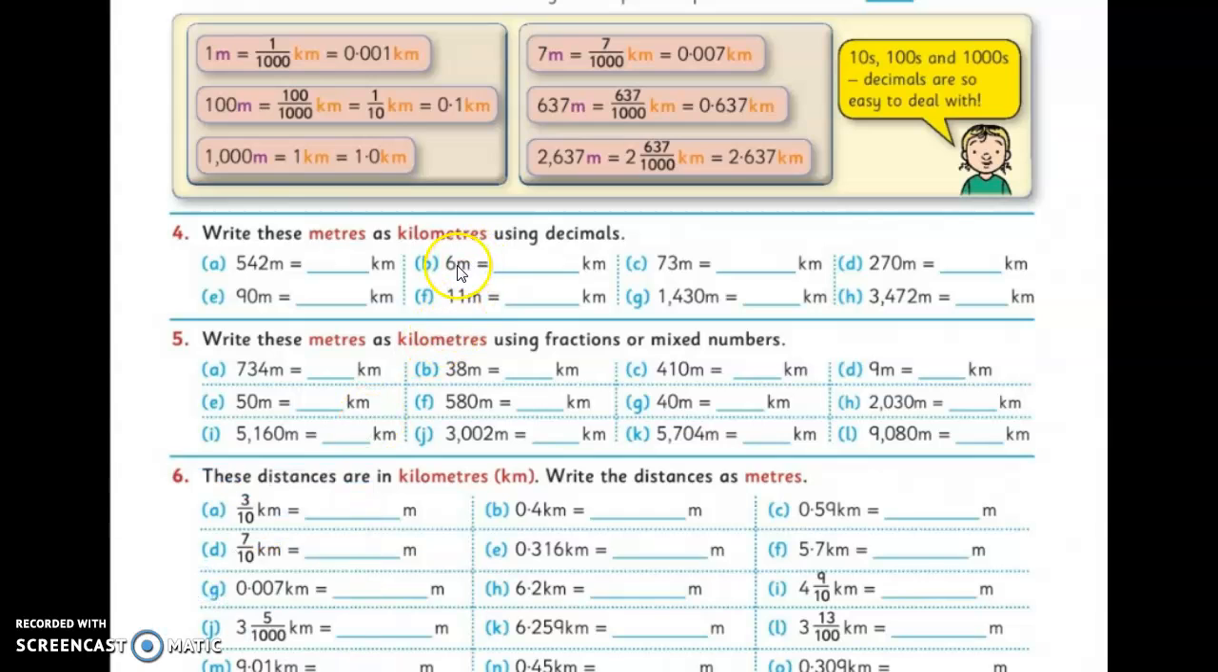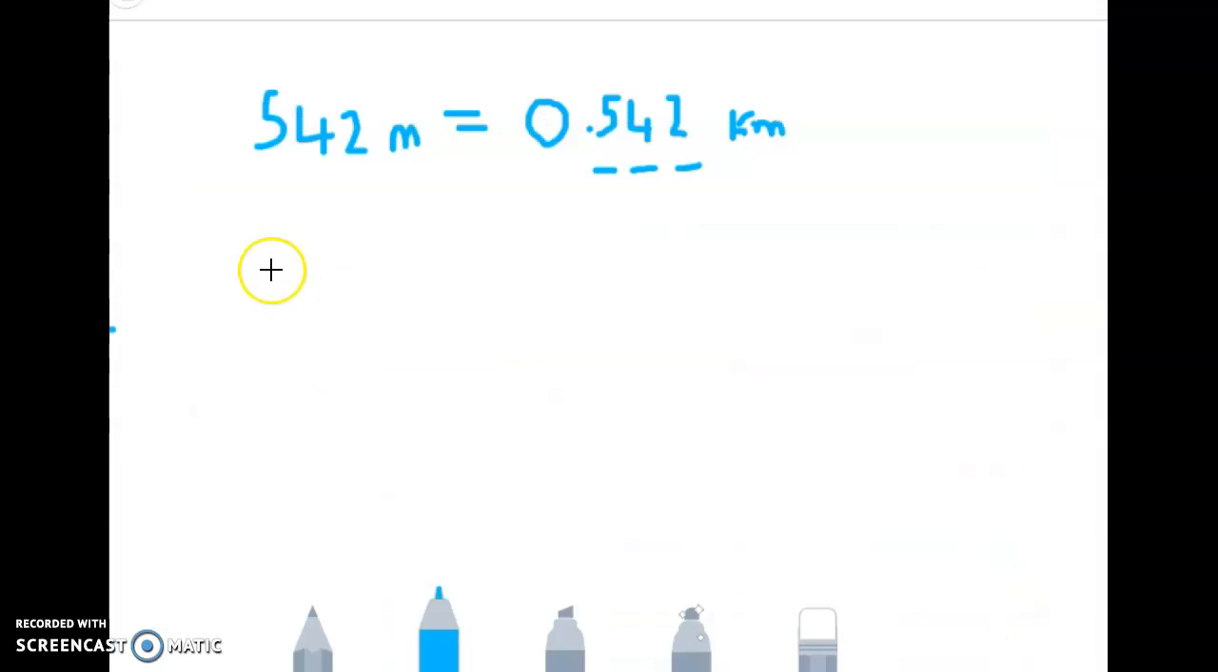Now look at this one. 6 meters is some amount of kilometers. Is 6 meters a kilometer? No, it's not, because you need 1,000 meters to make a kilometer. So 6 meters equals 0 kilometers. Now we put a decimal point. And remember, I need three numbers here. So where am I going to put my 6? Well, if I put my 6 there, it becomes 600. So that's no good.